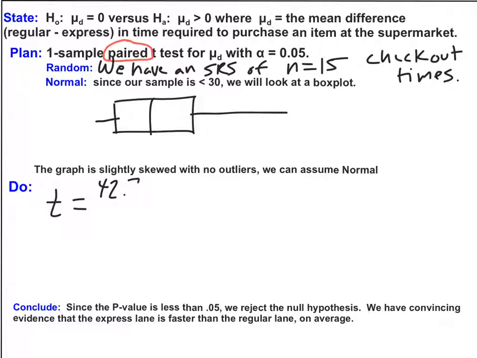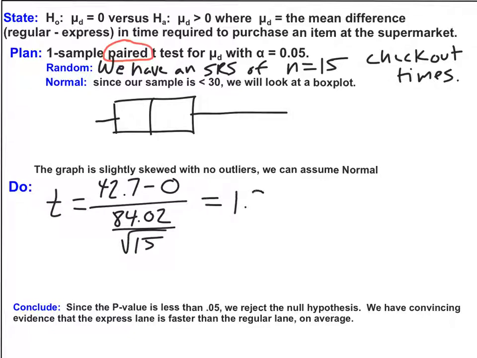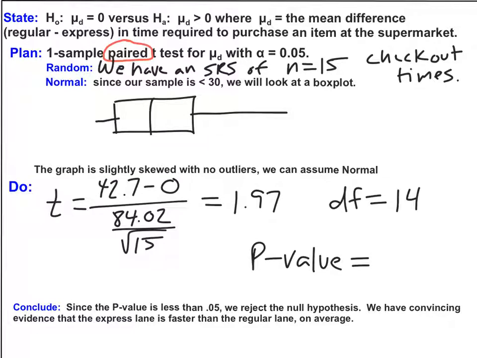There's x bar. We're testing it against 0. There's s. This is all calculator info. That'll give us a t-score of 1.97. This particular t-distribution that was used had 14 degrees of freedom. And it will produce a p-value of 0.0347, which is less than 0.05, so we will reject H0, and we have convincing evidence on average that the express lane is in fact faster.